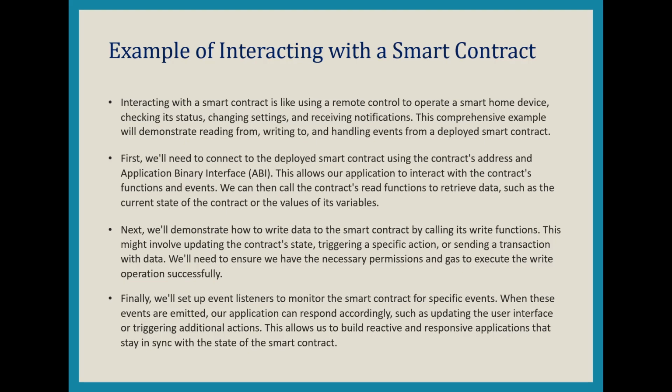We can then call the contract's read functions to retrieve data, such as the current state of the contract or the values of its variables. Next, we'll demonstrate how to write data to the smart contract by calling its write functions. We have all done this. This is just a summary and showing it to you in one example how to do all of this together. Writing data might involve updating the contract state, triggering a specific action, or sending a transaction with data, right? So we'll need to ensure we have the necessary permissions and gas to execute the operation successfully.